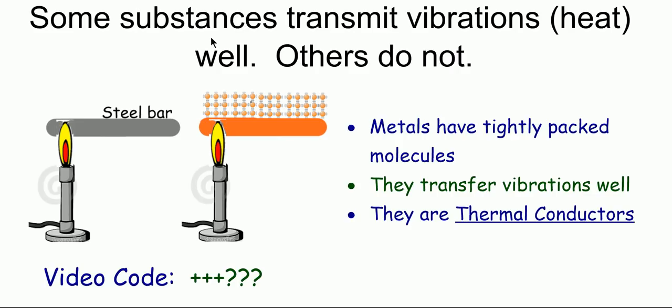Turns out that some substances are very good at transmitting heat, some are not. Now metal is a classic example of a substance that is very good at transmitting heat, and here's why. Metals have tightly packed molecules. They're really packed together in a rigid sort of lattice, and so when one shakes, it transfers vibrations very well to the next. These are called thermal conductors.